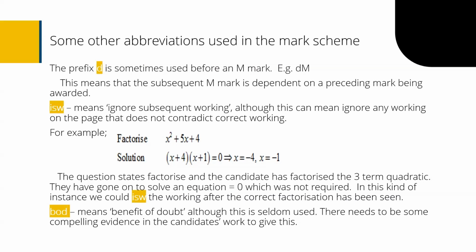The question states 'factorize', and the candidate has factorized the quadratic. They have gone on to solve an equation equating it to 0, which was not required. In this instance, we could apply ISW to the working after the correct factorization has been seen. So here, that's just for you to be aware of. It's not automatic though, so we need to be careful with this.